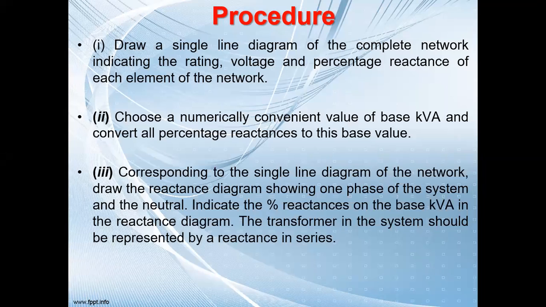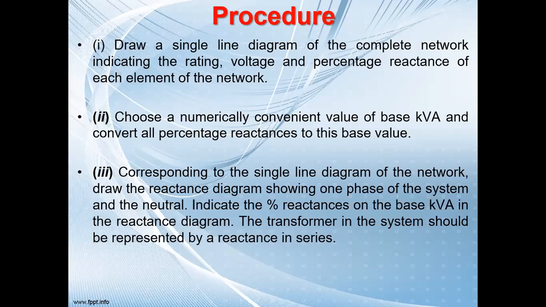Second step, choose a numerically convenient value of base kVA and convert all percentage reactances to this base value. We know that we have to choose a base value; I have discussed how to choose a base value of the system. Different electrical equipment will have their own kVA rating, but when we choose a base kVA, we have to convert their individual kVA ratings into the corresponding base kVA, and convert all the percentage reactances to this base value.